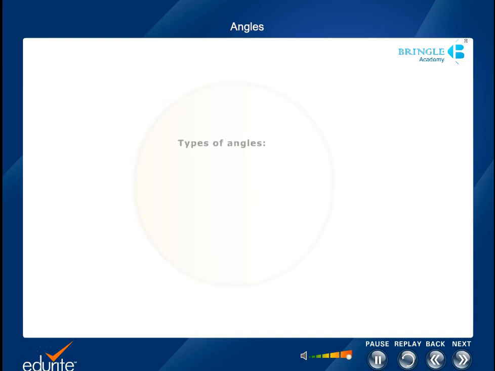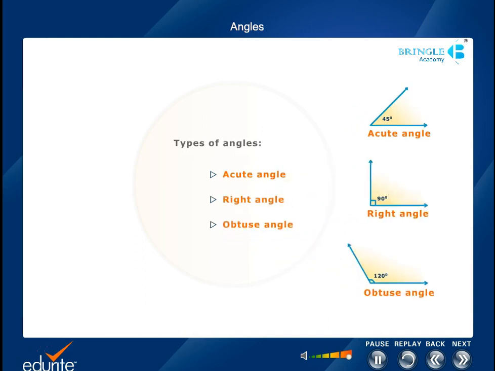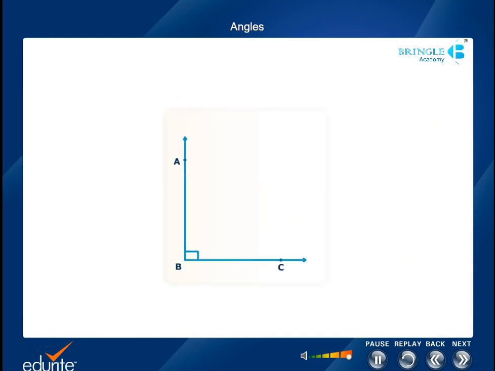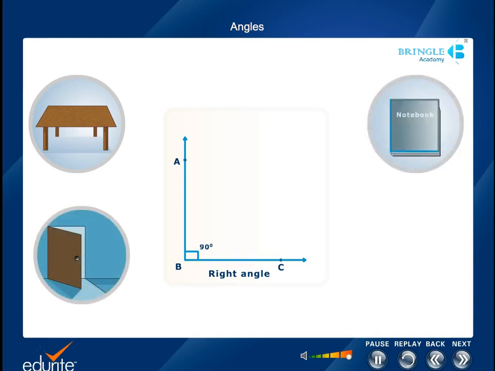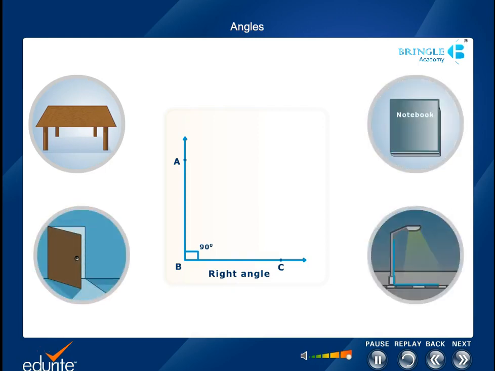Depending on the degree of measure, angles can be classified as acute angle, right angle, obtuse angle. Let's look at each of these in detail. An angle whose measure is equal to 90 degrees is called a right angle. Recognize some right angles around you. The tabletop and its legs, the edges of the door, the corner of your notebook, the lamppost and the concrete floor.